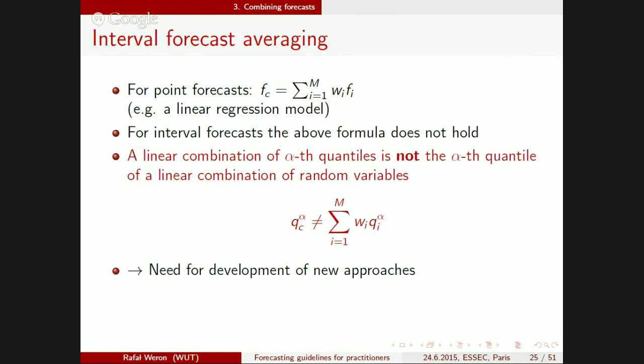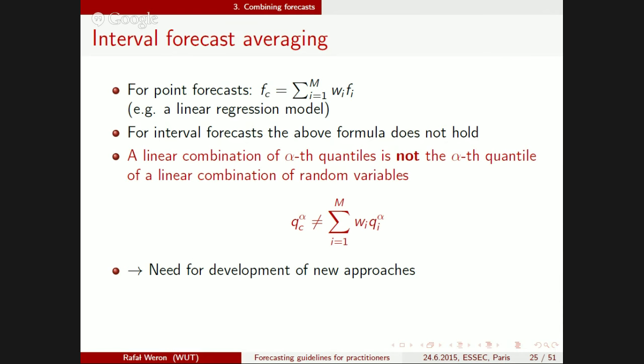Now the problem is that if we go on to interval forecasting or density forecasting, it's not so trivial. For interval forecast, the above formula doesn't hold, meaning that a linear combination of the alpha quantile, let's say the 90% quantile, is not the 90% quantile of a linear combination of random variables. So we need to develop different techniques to combine interval forecasts.